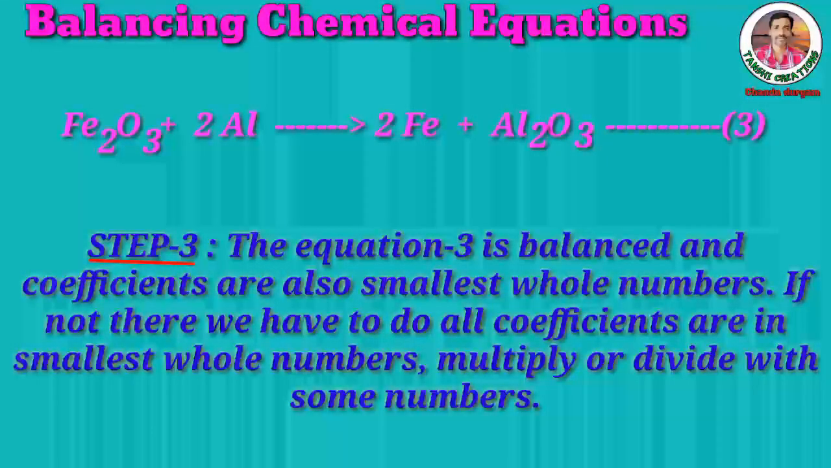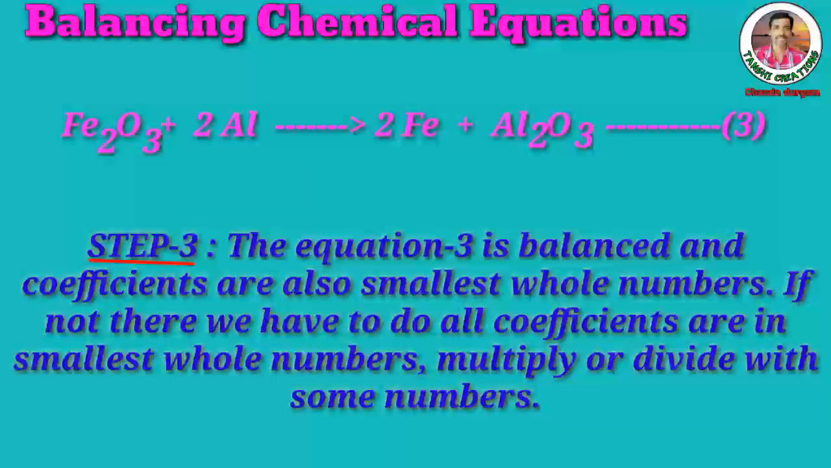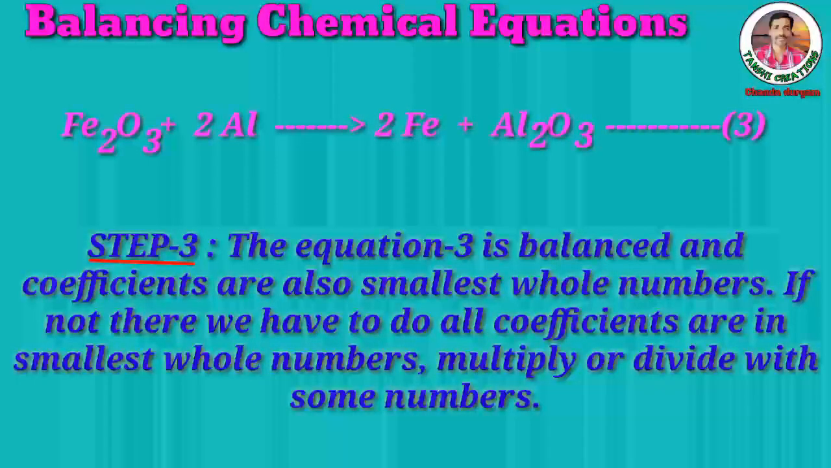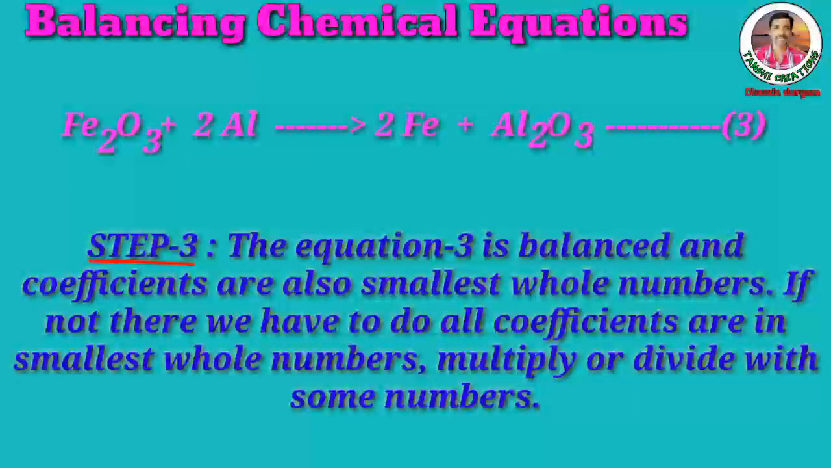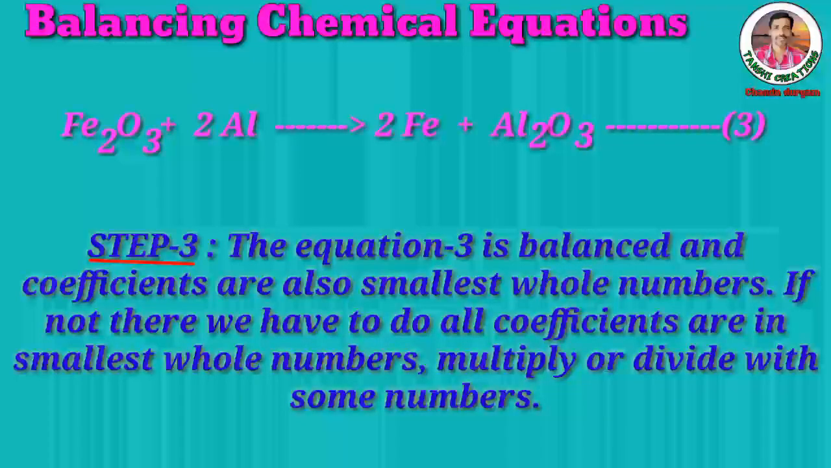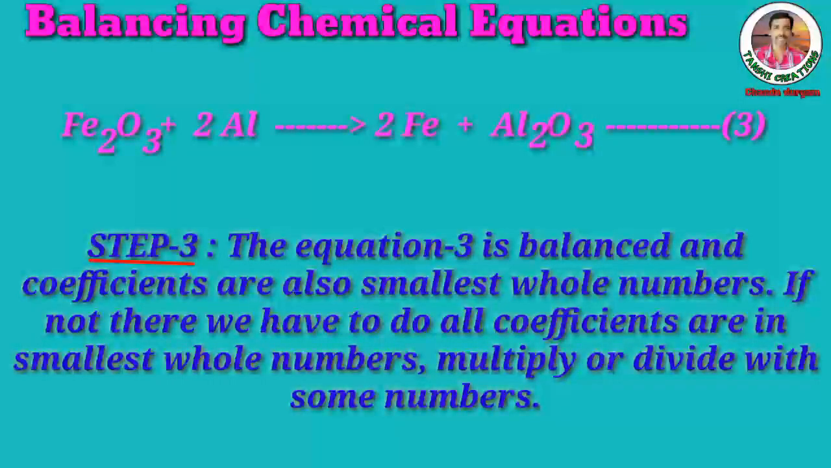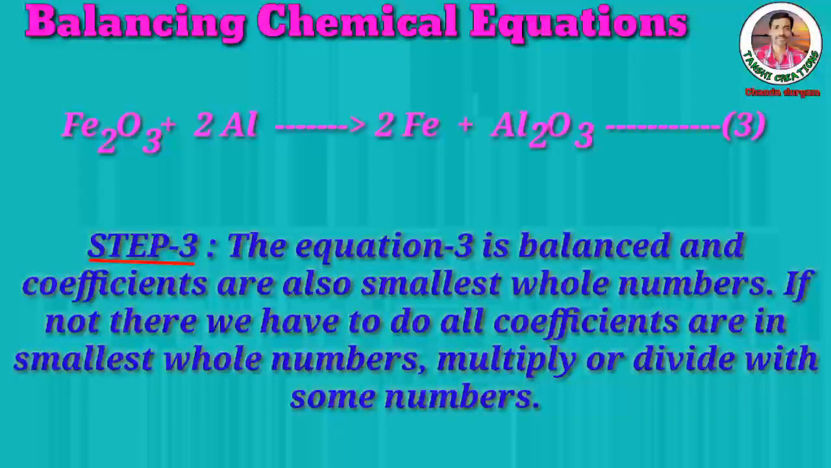Step 3, the equation 3 is balanced and the coefficients are also the smallest whole numbers. If not, we have to make all coefficients the smallest whole numbers. Multiply or divide with some numbers.